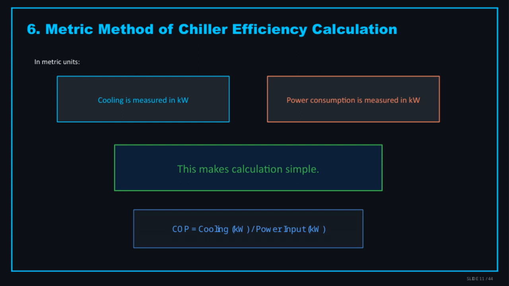Let's talk about how we measure chiller efficiency using the metric method. It's pretty straightforward. We take the cooling output in kilowatts and divide it by the power input, also in kilowatts. Since both cooling and power consumption are in the same units, the calculation becomes simple and clear. This ratio, called COP, helps us quickly understand how efficiently a chiller is working. It's a practical way to compare performance across different systems.